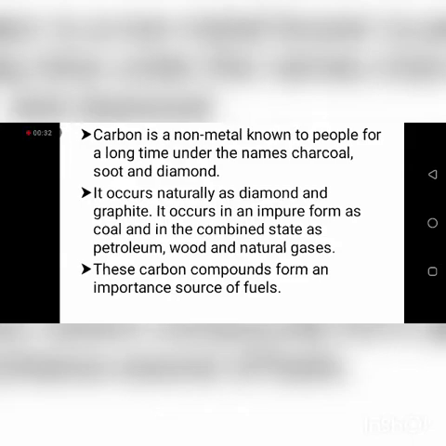So carbon also occurs naturally. It occurs naturally as diamond and graphite. If you want to see natural carbon, it is found in diamond and graphite. It also occurs in an impure form as coal, and in the combined state as petroleum, wood, and natural gases. So now, these carbon compounds form an important source of fuel. The major function of these important compounds of carbon is that they are used as a source of fuel.